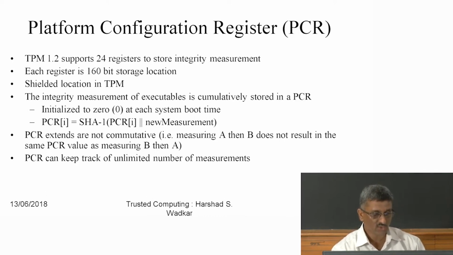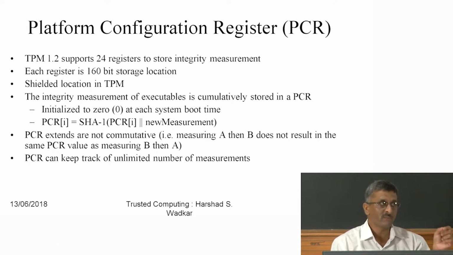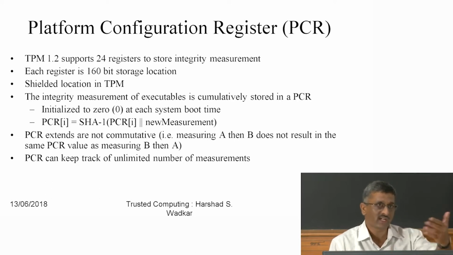PCR extends are not commutative. Obviously, measuring A and then B is different than measuring B followed by A. Simple. If you have a machine right now, you can start your Linux machine and write one file containing your name, and just perform md5sum followed by the file name. It generates some hash. You can do it now or try it later also.